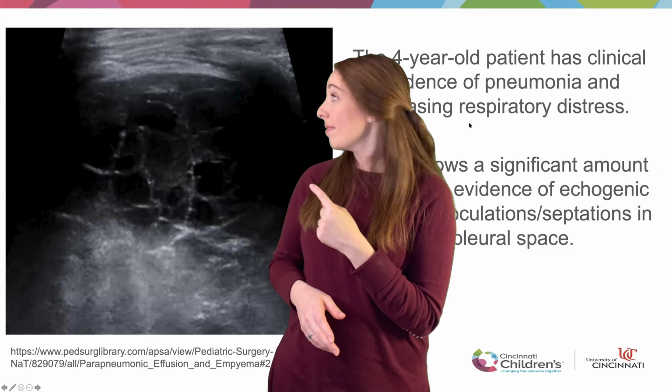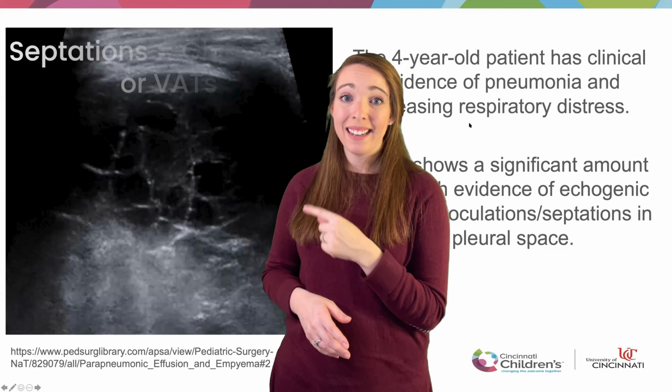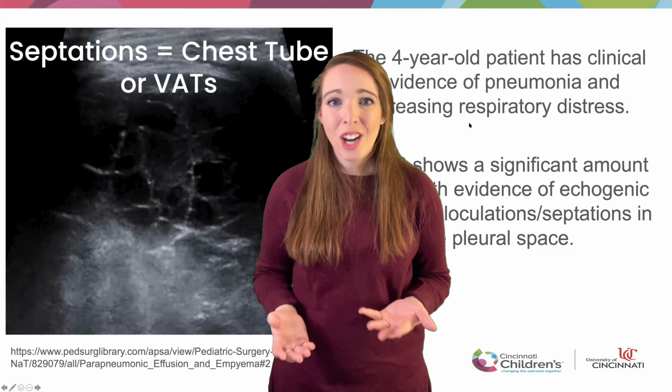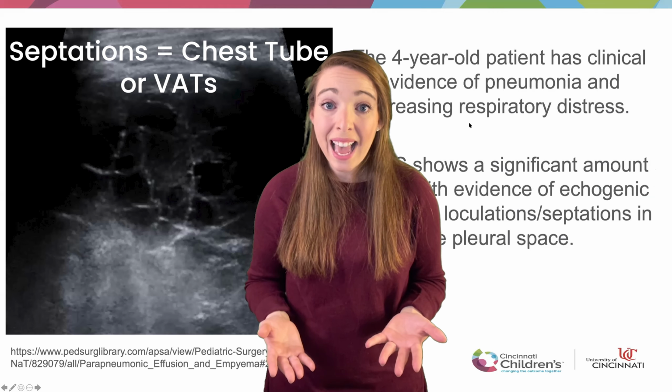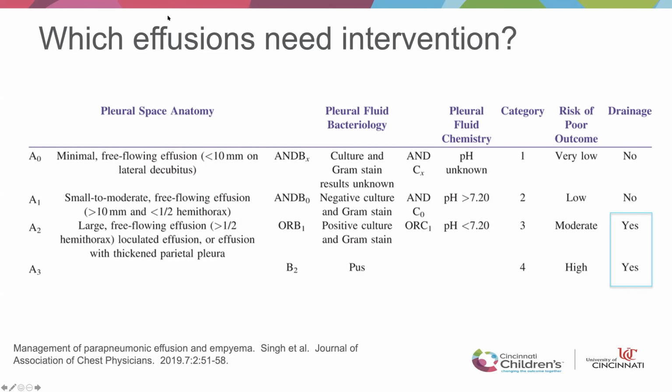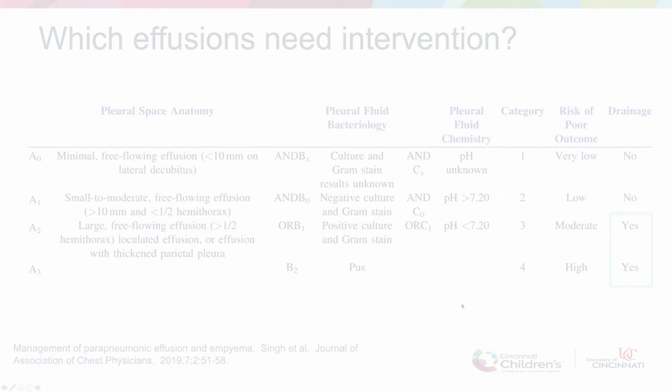This ultrasound looks pretty septated. A lot of these effusions need a chest tube for drainage, or even a VATS, but not all of them. This is from the American College of Chest Physicians, where they look at the size of the effusion on x-ray, they look at whether or not you have grown bacteria or not on thoracentesis, the pleural fluid chemistry, and then they make a category and they tell you whether the outcome is high risk or low risk. And then those that are severe recommend drainage.